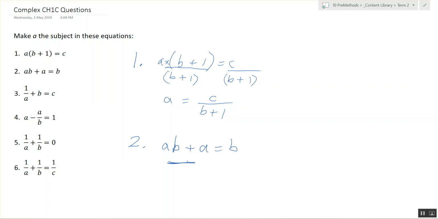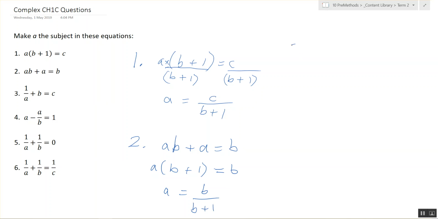So we can factorize the left side. Both this and this have a, and we divide ab by a, b's left. We divide a by a is 1. So we've factorized this by finding the common factor a and leaving what's left. We then do, similar to the first example, divide everything by b plus 1. So we have the final answer, a equals b over b plus 1.